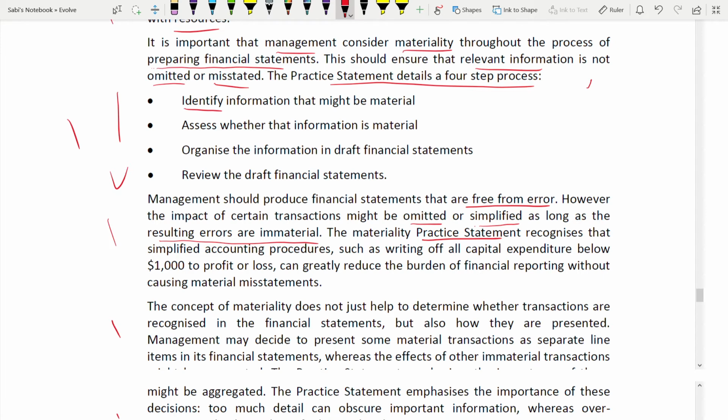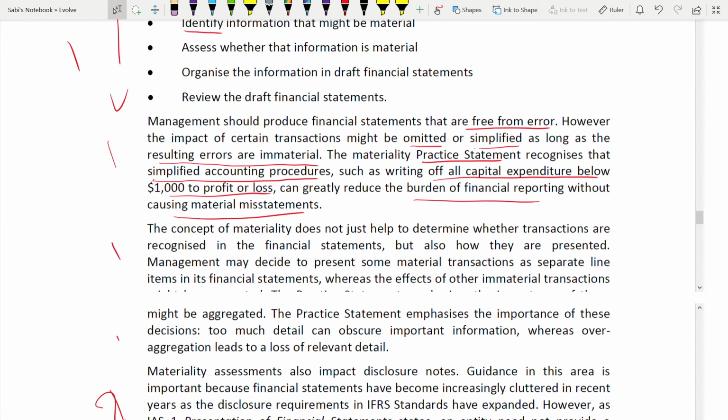The materiality practice statement recognizes simplified accounting procedures. What is it? Such as writing off all capital expenditure below 1,000 to profit and loss. That means all the capital expenditure that is below 1,000, you write it as an expense in profit and loss. You are simplifying the accounting procedure. This can greatly reduce the burden of financial reporting without causing material misstatement. You see, you are showing the importance of materiality. You are reducing the burden also, but you are not causing any material misstatement. Next. This is in 1 paragraph, by the way, this whole thing.